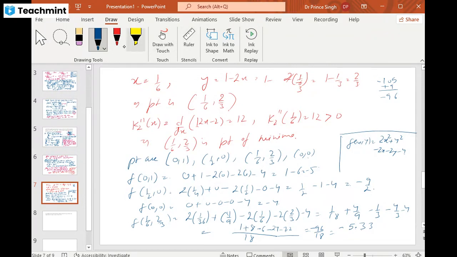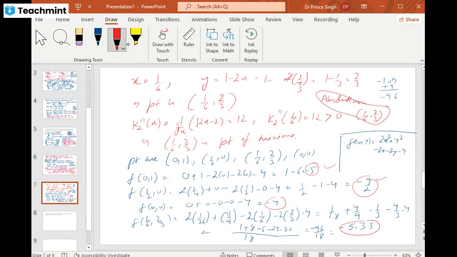So if we compare all these values, this is minus 5, this is minus 4.5, this is minus 4, and this is minus 5.33. Although all these points are points of relative minima, this is the point where the function attains its minimum value. So it means that it has the absolute minima at the point (1/6, 2/3). So this is the absolute minima of the function.